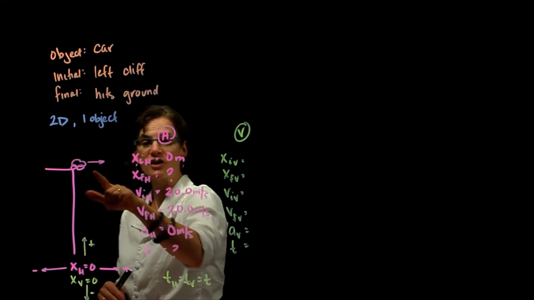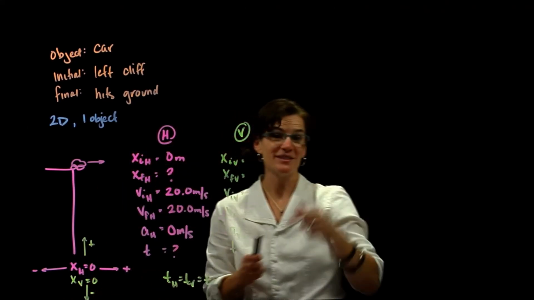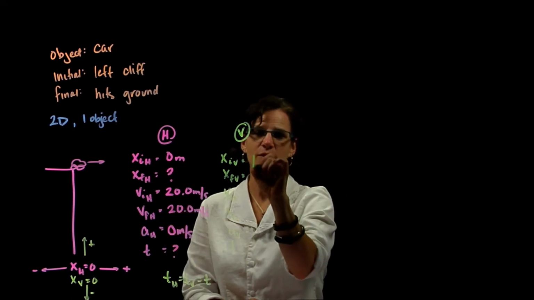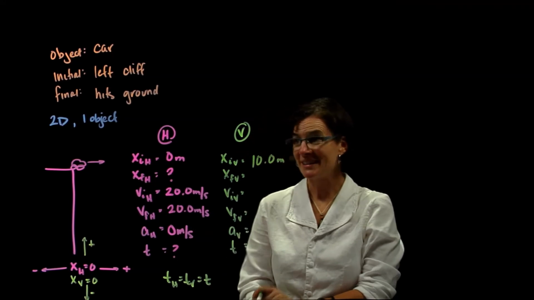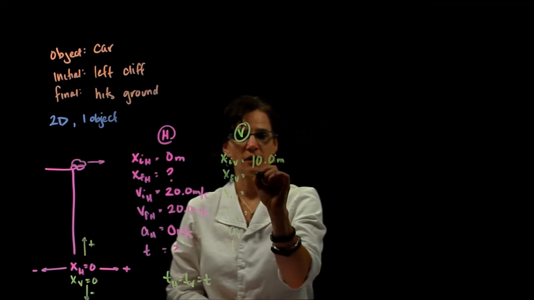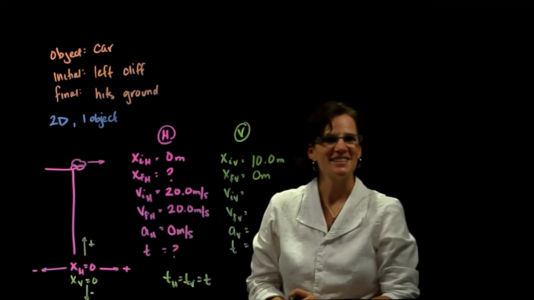So where does the car start? It starts above that base. Specifically, that cliff is 10 meters high, so it starts at 10 meters. Where does it end? Well, it's going to land on the ground. That ground has been defined for us as 0 meters.